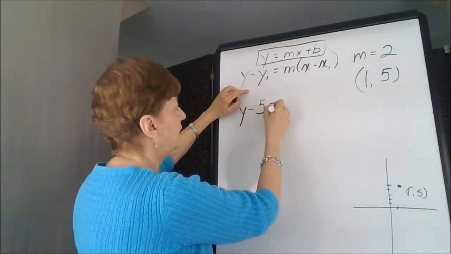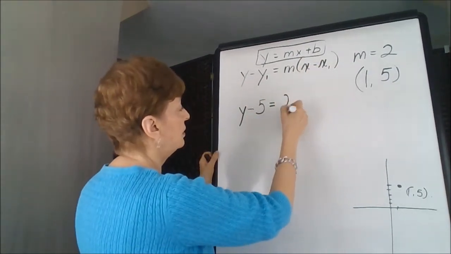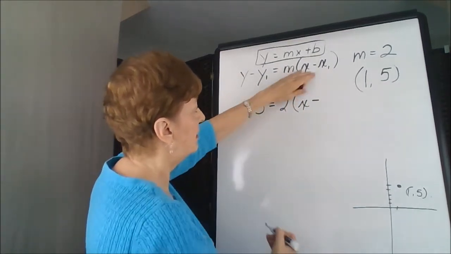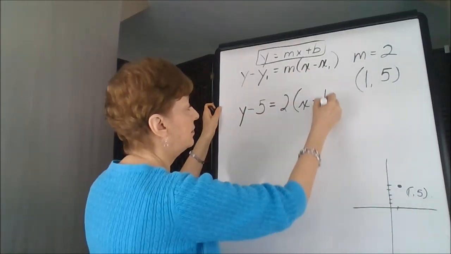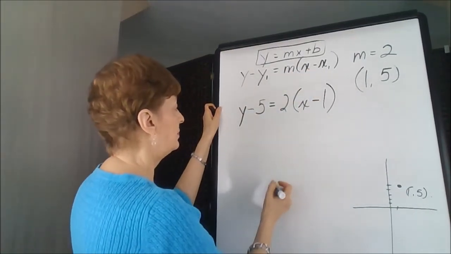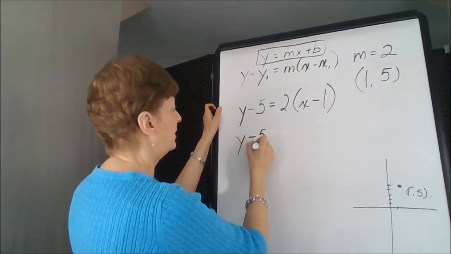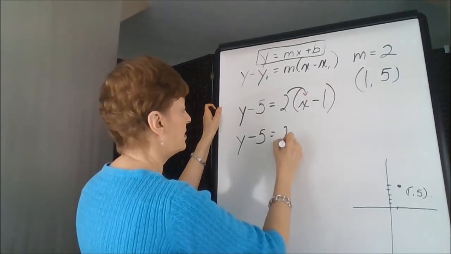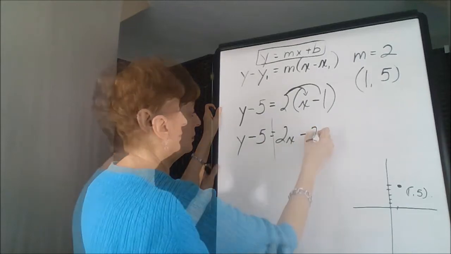is equal to the slope, 2, times the quantity, x, minus, now our x value is 1. Y minus 5 equals, we're distributing 2x minus 2.